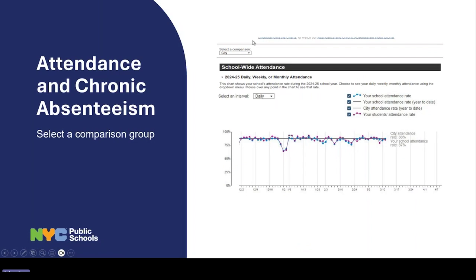At the top of the page, you can select the comparison group. By default, it's set to city, but if you want to change this, you can click on the drop-down menu and select one of the other options such as borough, district, or superintendency. For now, I'm just going to leave it as city.